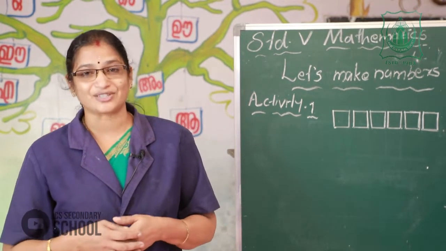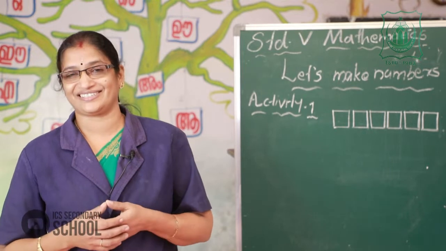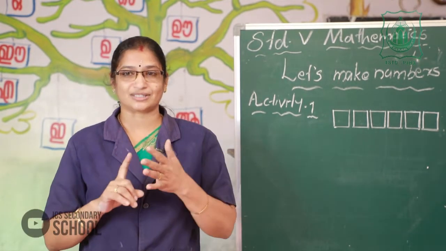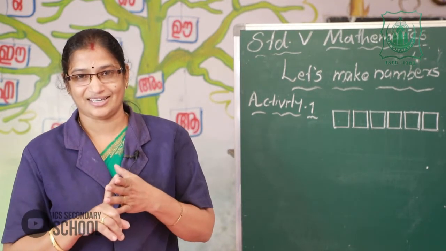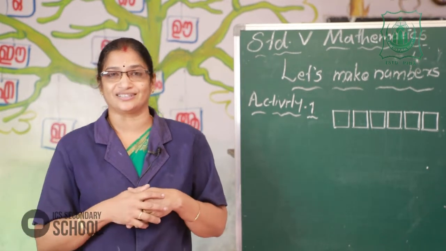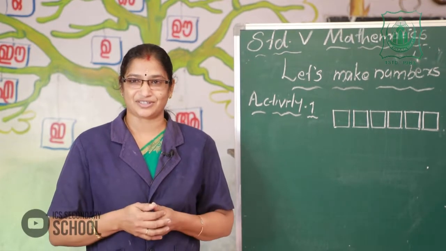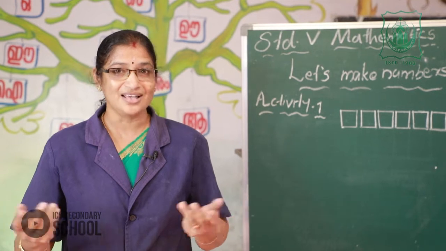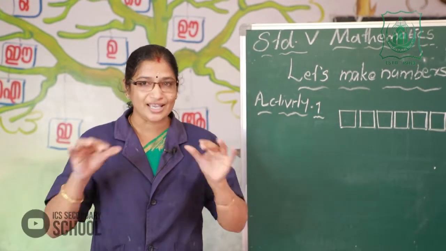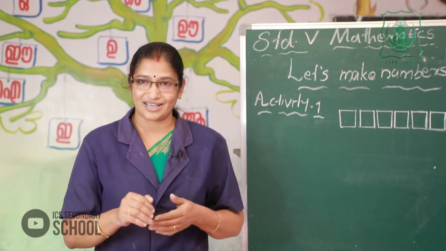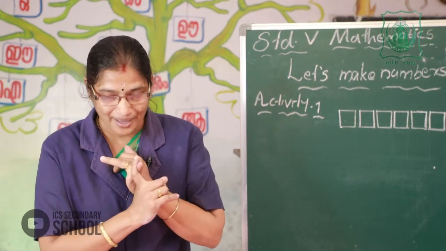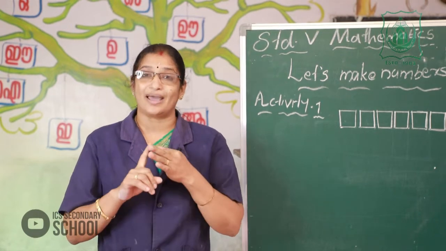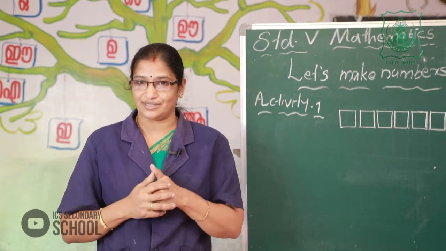In the previous class we learned about numbers, largest numbers, smallest numbers, their total and difference. Now we are going to discuss making numbers. How can we make the largest number? How can we make the smallest number? And the sum and difference of these numbers.